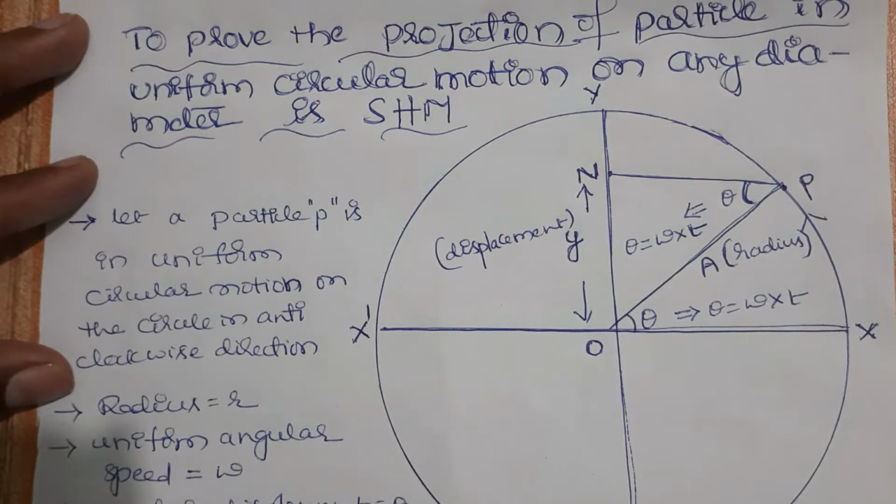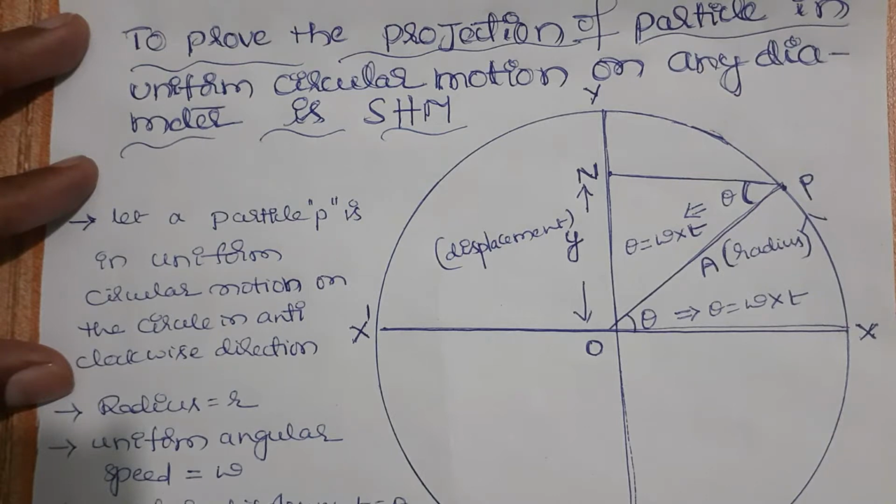So in the previous video we explained what is simple harmonic motion. The periodic motion in which a body or particle moves to and fro about a fixed point, such that acceleration is directly proportional to displacement, the acceleration is always towards the mean position, and acceleration is opposite in direction to the displacement. That is simple harmonic motion.